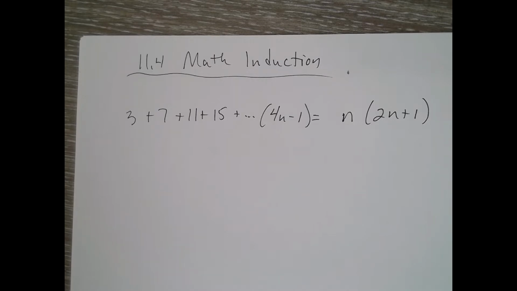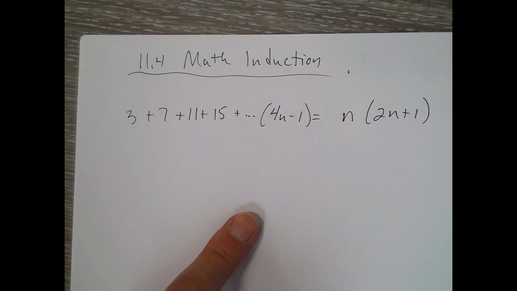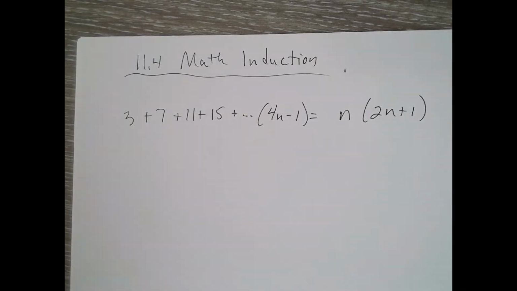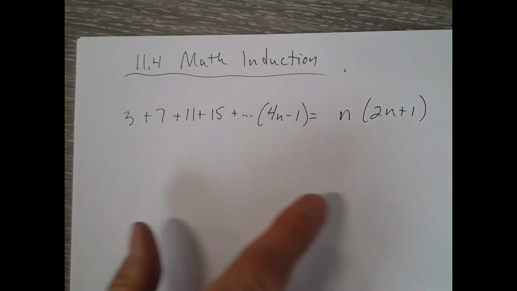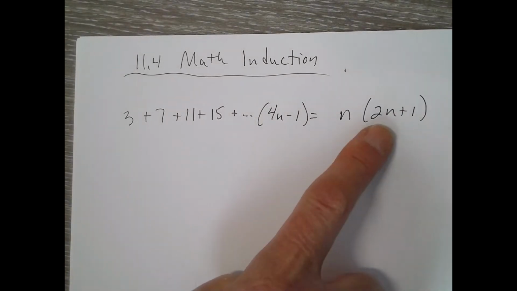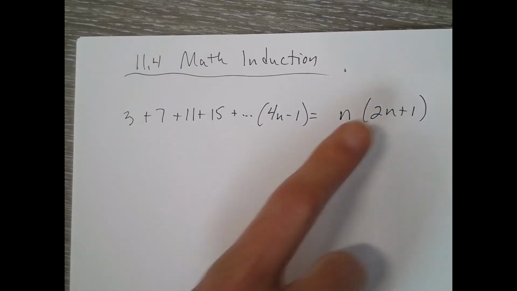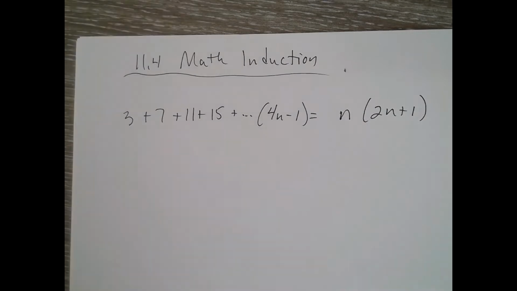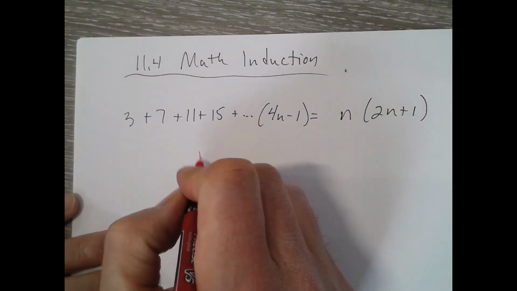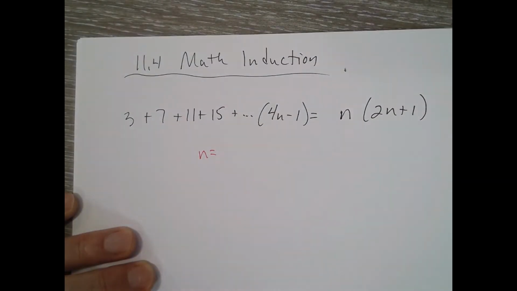Induction. So on the left side here, we've got a whole series. It's an arithmetic series. And when you add all of them up, you are going to get just n times 2n plus 1. This is the sum of all those terms. So in this case, n terms. So if I made n equal to 1, that means we have one term.